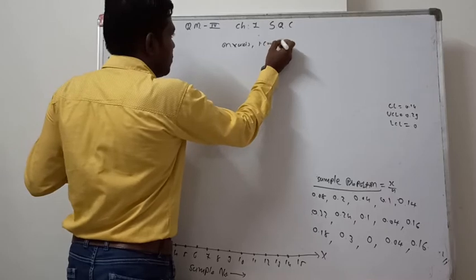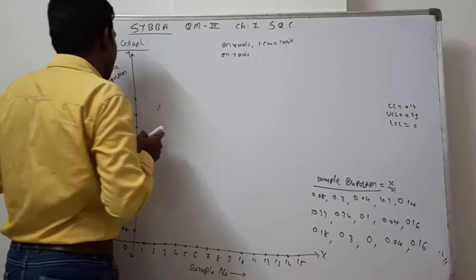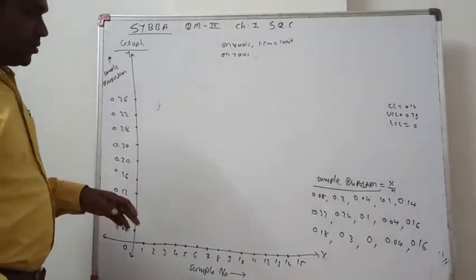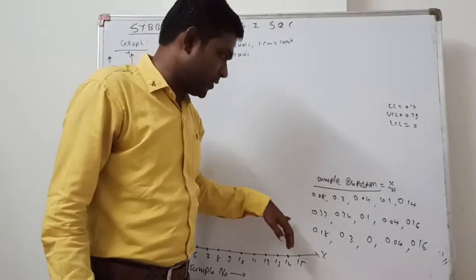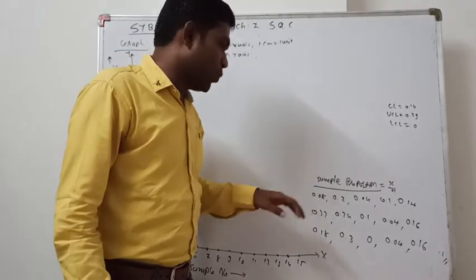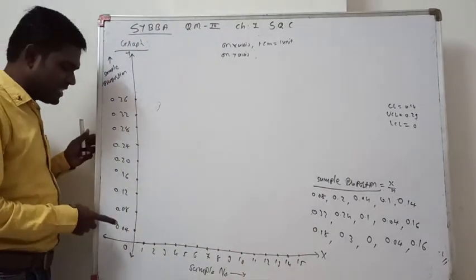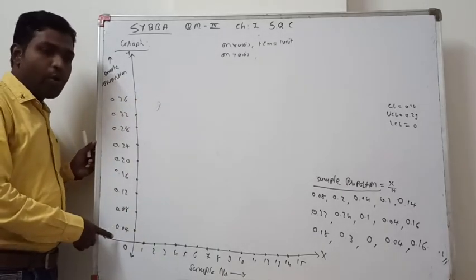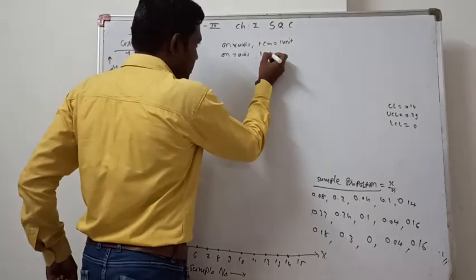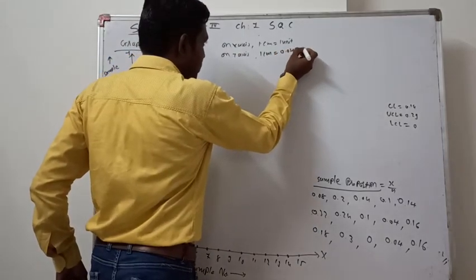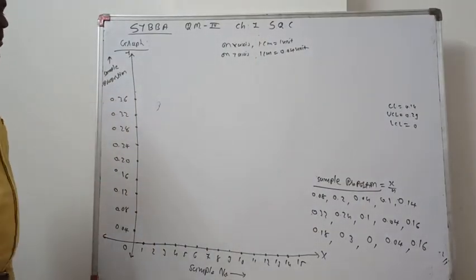On the x-axis we take 1 centimeter equal to 1 unit. On the y-axis, the minimum value is 0, that is the lower control limit, and the maximum value is 0.32. So we have to take 1 centimeter equal to what? 0.04, right? Then another 1 centimeter 0.08, right? So 1 centimeter is equal to 0.04 unit, up to 0.36, right?